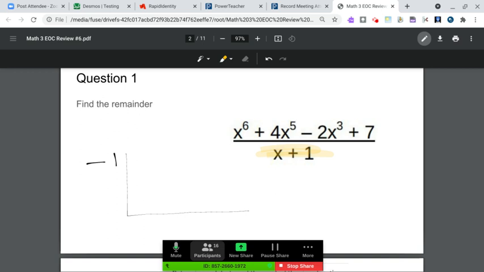Across the top on the inside, we're going to put the coefficients. If you have a missing power, you need to replace it with zeros. We have 1, 4. Then we're missing a power of 4. -2. We're missing a power of 2 and a power of 1, so we're going to add 2 zeros and then a 7 at the end. Okay? We're looking for the remainder, so we're looking for what lands in this last spot underneath right here.